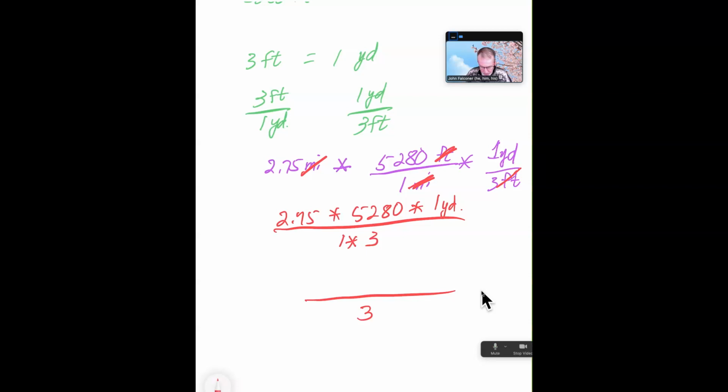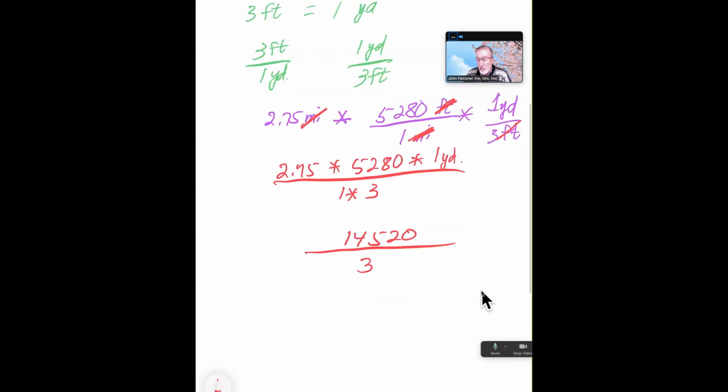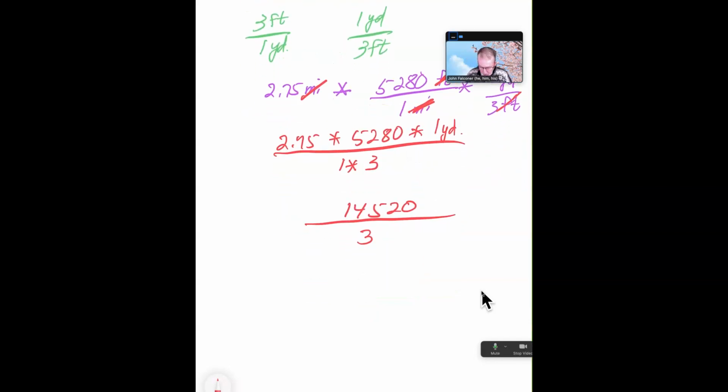2.75 times 5,280 times 1. Well, that's going to be itself. So 2.75 times 5,280 gives us 14,520. And then we are just going to divide that by 3. So you can just hit the division button and 3 if you're using your GED calculator, and you will get 4,840 yards. So that's going to be our answer.